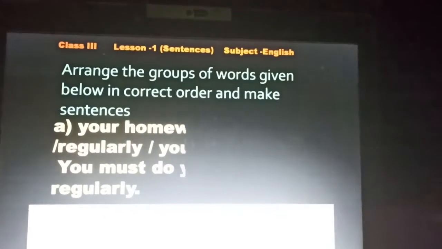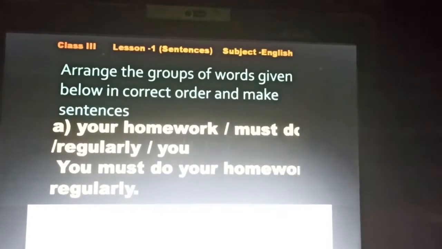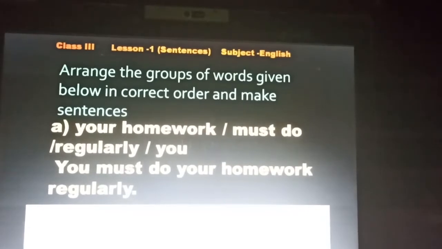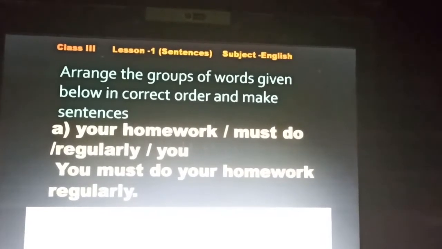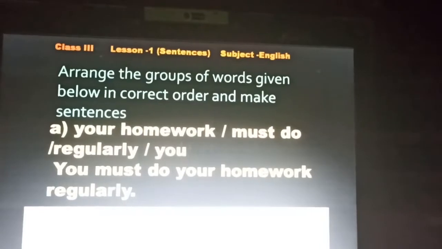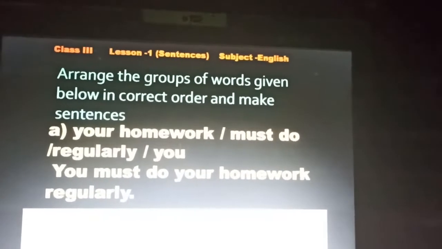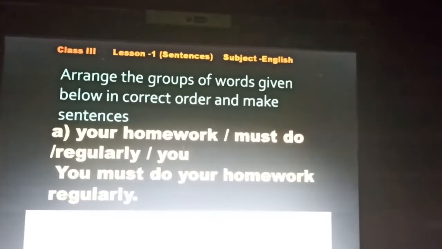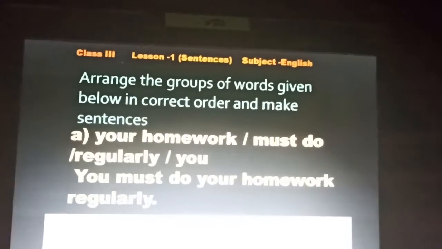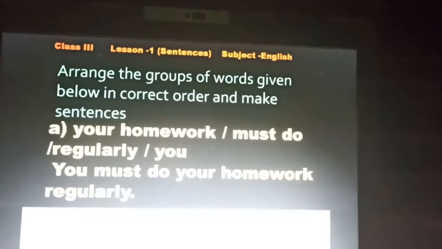So the first one is: your homework must do regularly you. And the answer for it is: You must do your homework regularly. Your first alphabet should be capital and you have to put a full stop at the end.